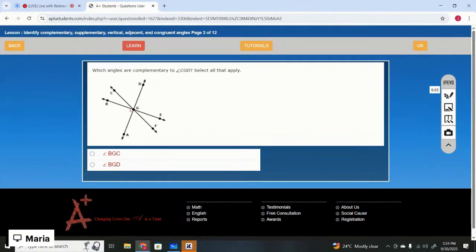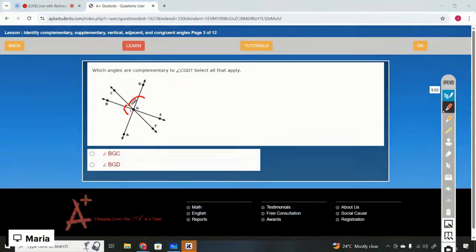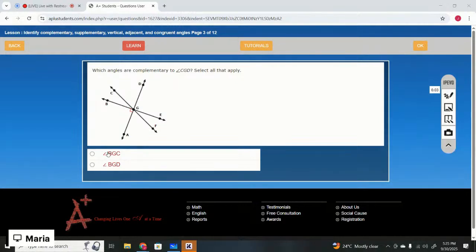Which angles are complementary to angle CGD? Complementary angles. Here is the angle CGD. So the one that makes it complementary is BGC. Option number one is the correct option, that is BGC.